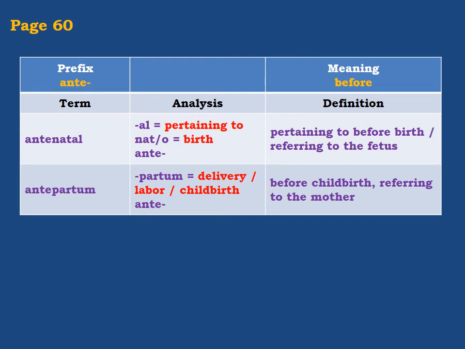Now the next prefix we have is ante, which means before. See, it is not anti, that is different with an I. Maybe we'll come to that later. But this is ante, okay? So it means before. And the first term, antenatal. AL, you remember we took this, which means pertaining to. Nate means birth, and ante means before. So what is the meaning here? Pertaining to before birth.